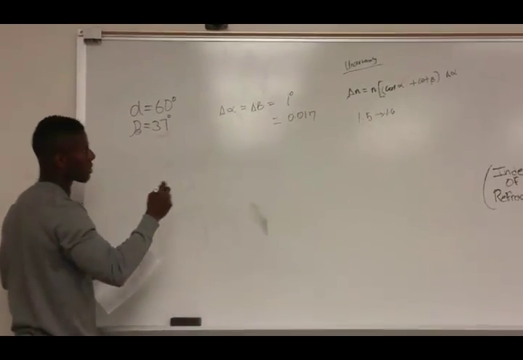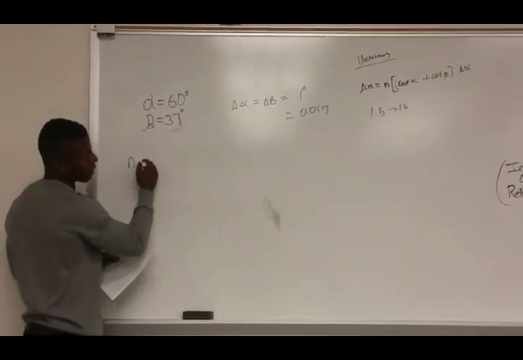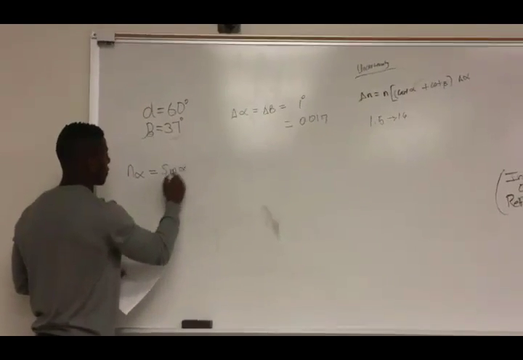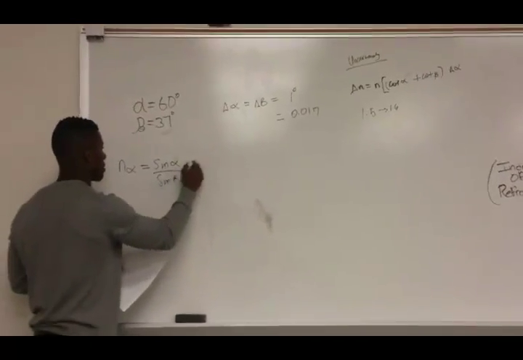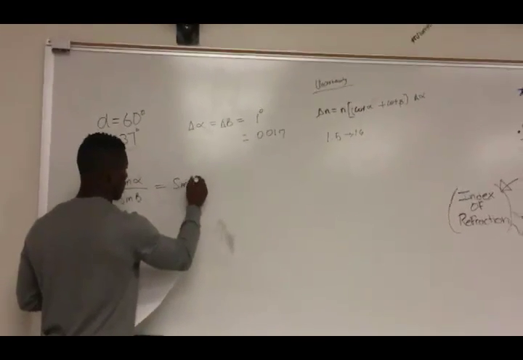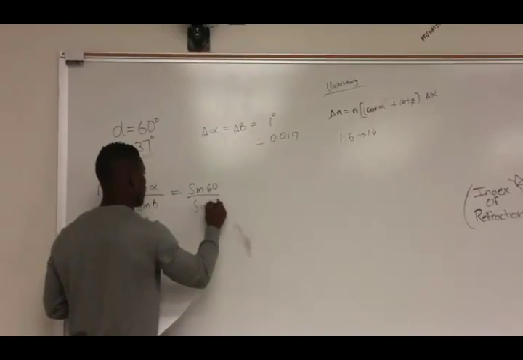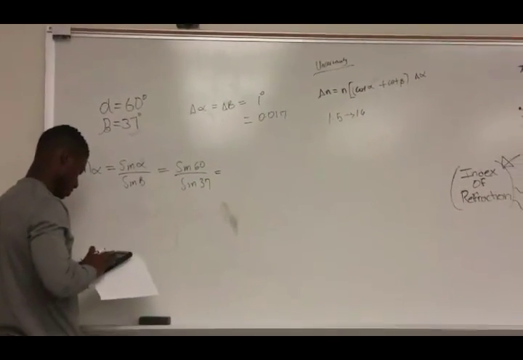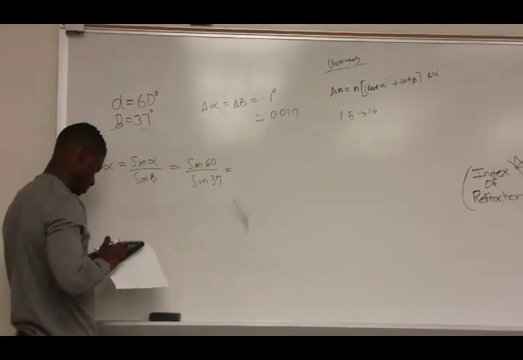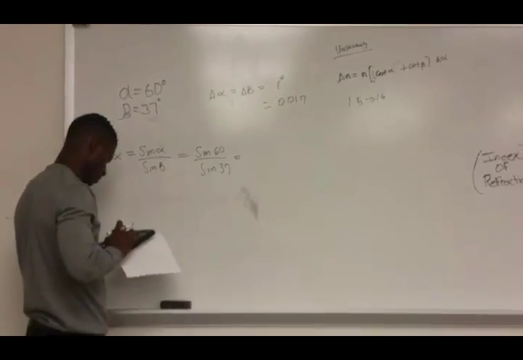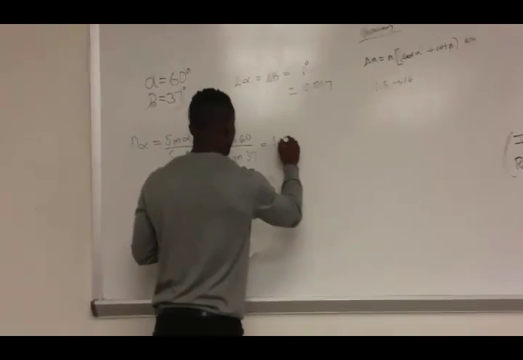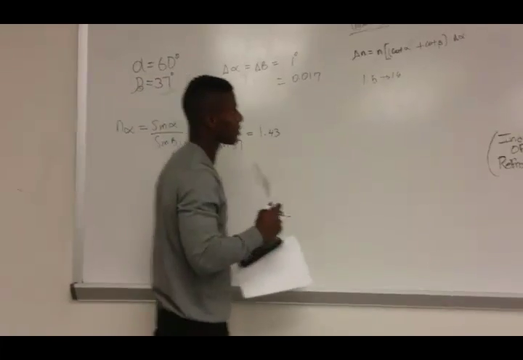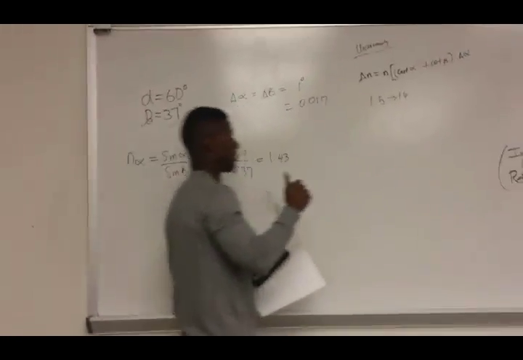And based on Snell's law, we have n is equal to sine alpha over sine beta, which gives me sine of 60 over sine of 37. And from that, I get 1.43. Now we're going to use the n number to find the uncertainty.